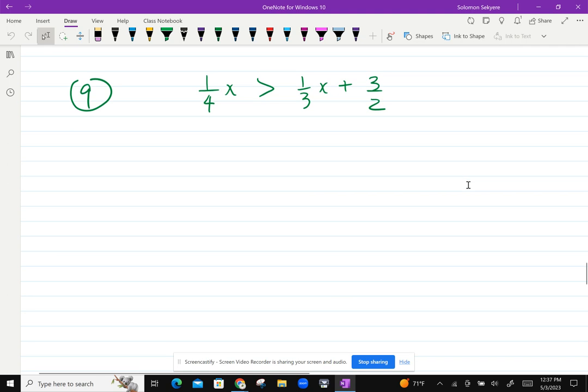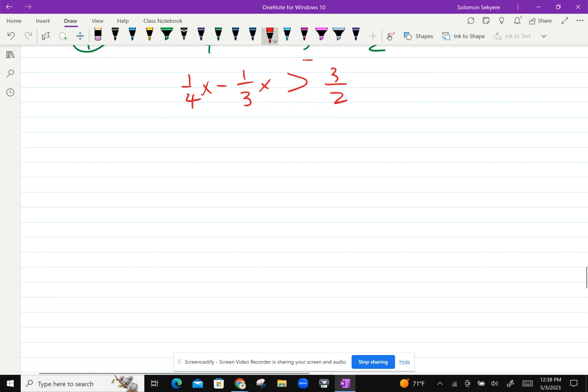Okay, so here, to solve this, what are the rules? You group your like terms. So I'm going to say 1/4 x minus 1/3 x is greater than 3 over 2. First step. This is fractions. How do I solve this? By making them have the same denominator, with the LCM of 4 and 3 being 12.